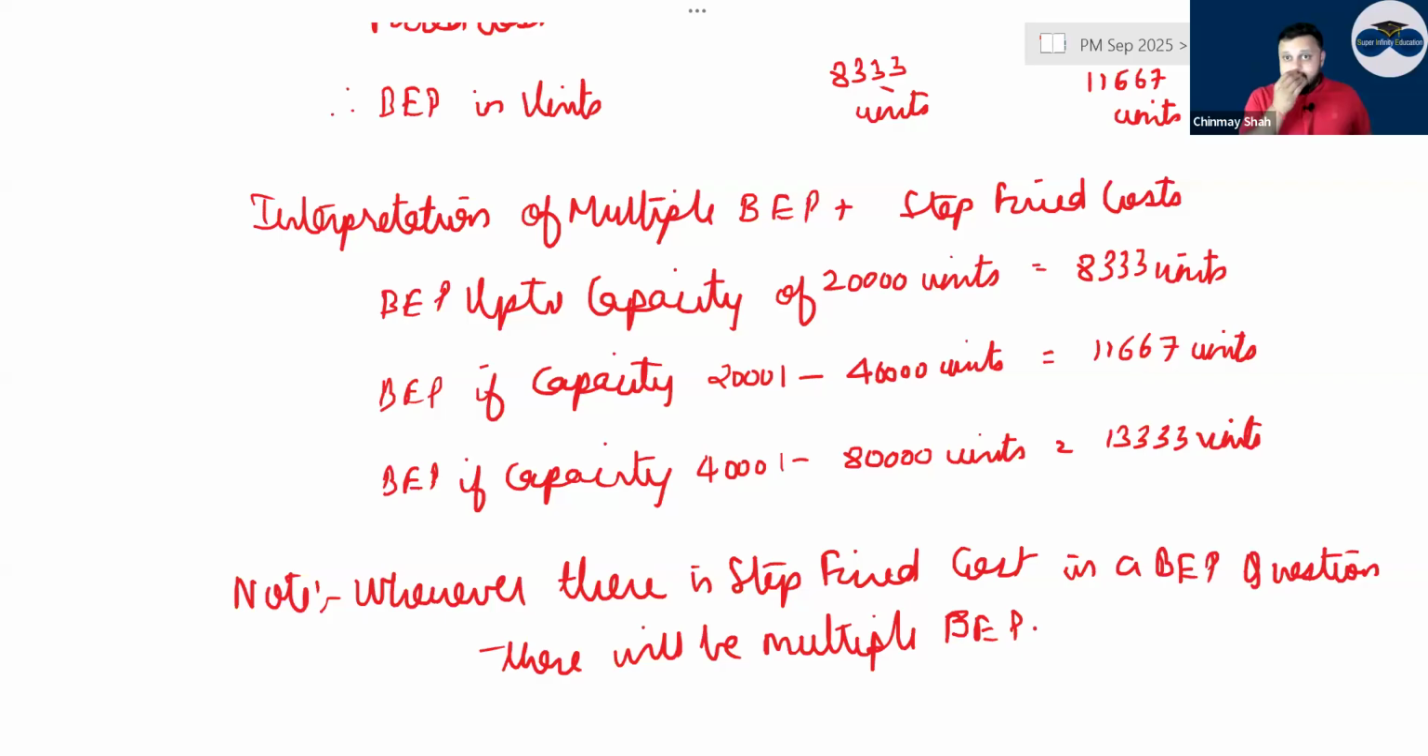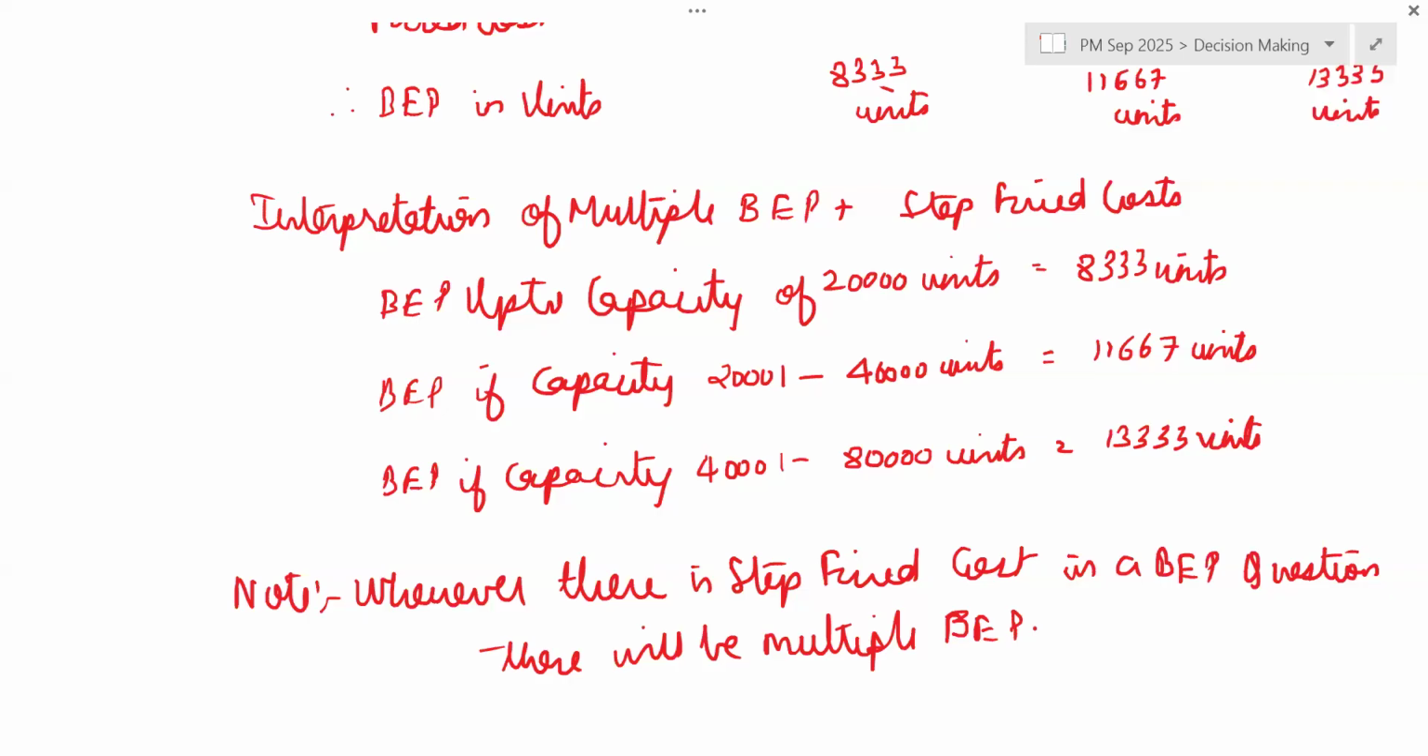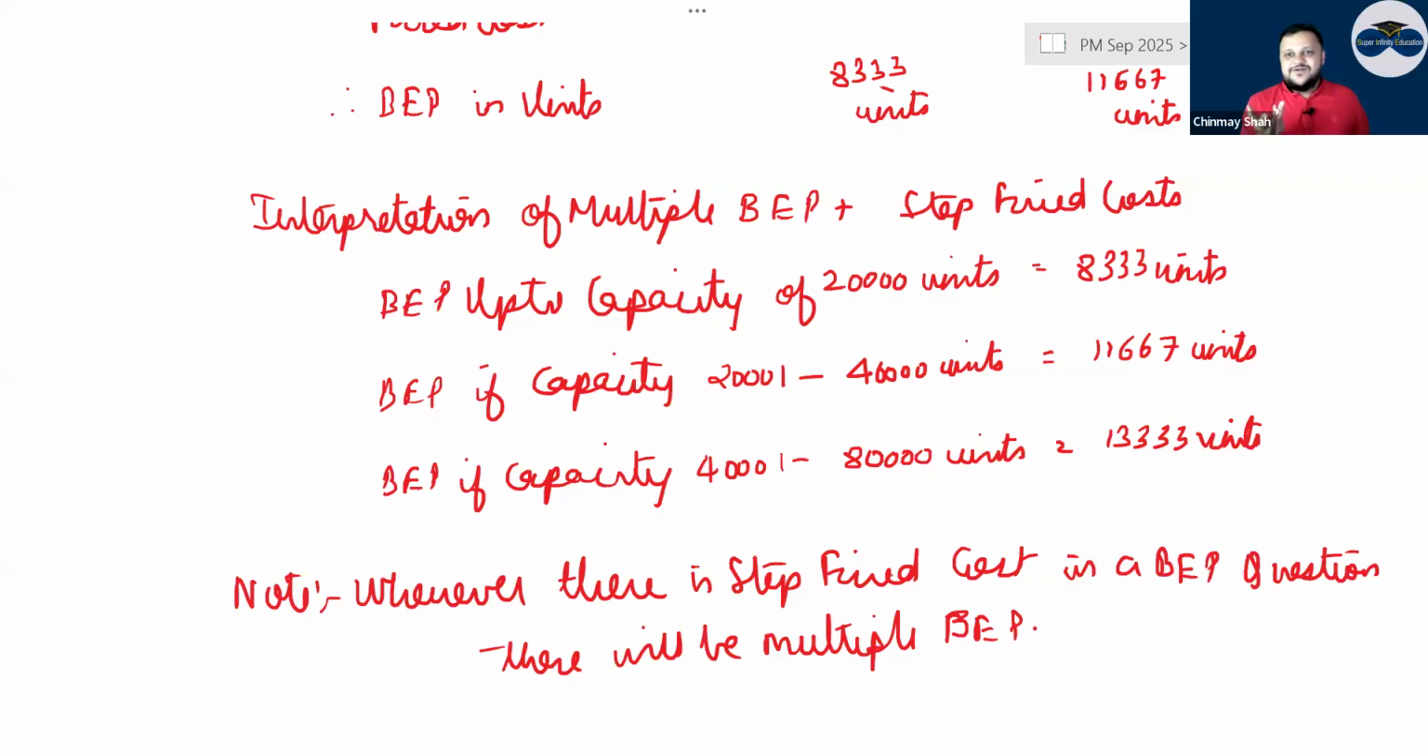No. But sir, what if selling price changes? Will there be an impact on BEP? Selling price changes up or down, does BEP change? Yes, change. Variable cost changes? Change. Contribution changes? Change. Fixed cost changes, right? But not step fixed cost.